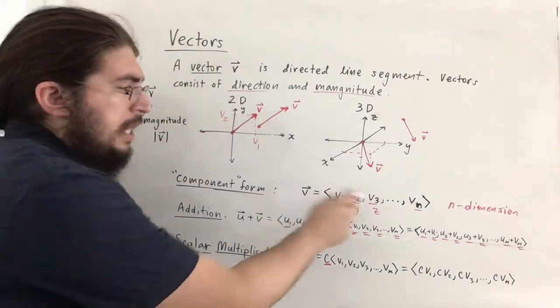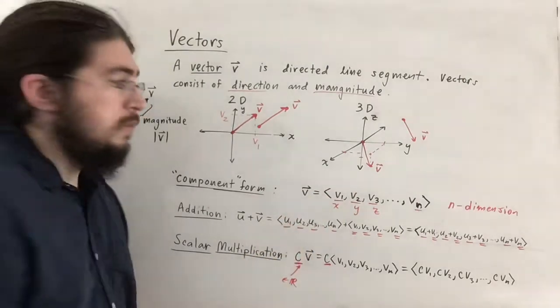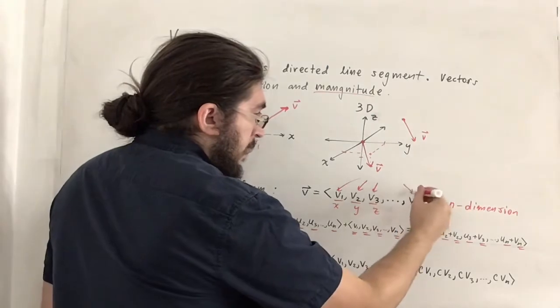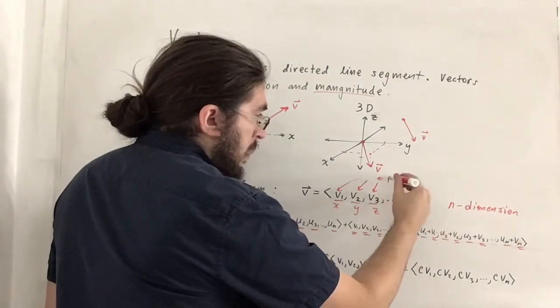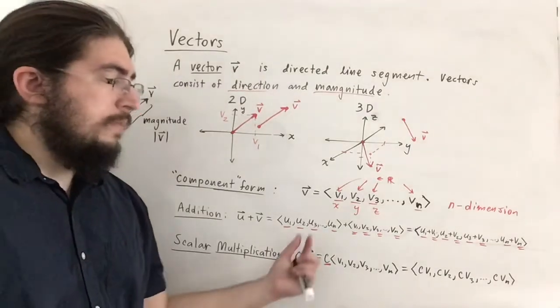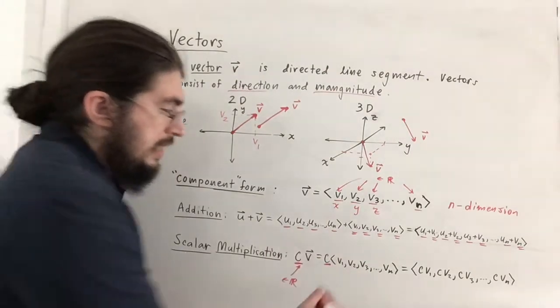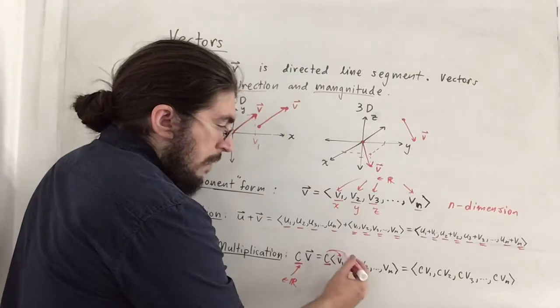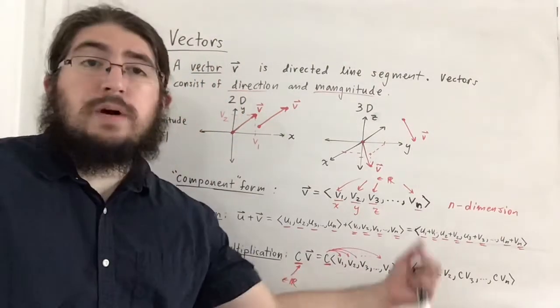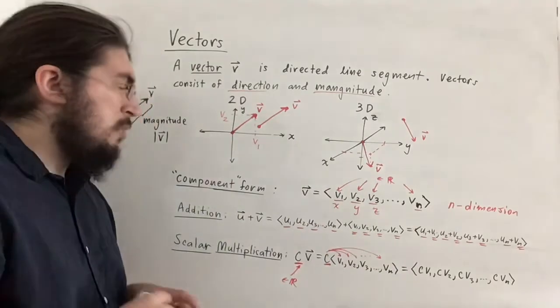By the way, here all of these components are real numbers as well. So v1, v2, v3, all the way on, they are some real numbers. But here we're multiplying a real number to a vector, and all that does is essentially distribute this amongst each of the components. So we get c times v1, c times v2, and so on. That's really all I want to say there.